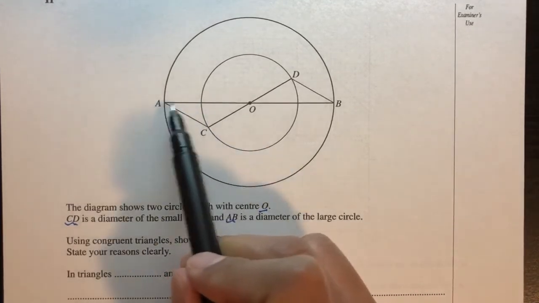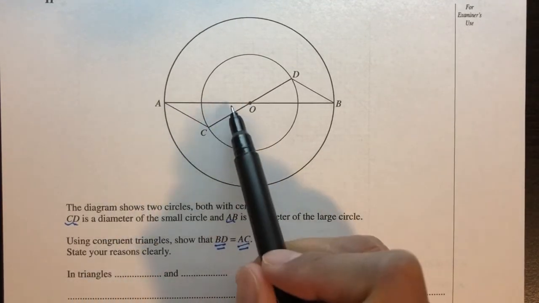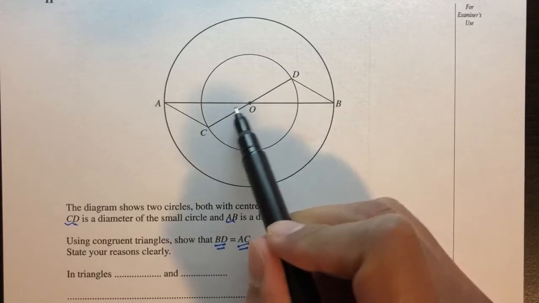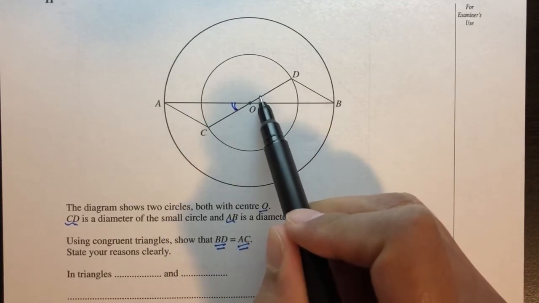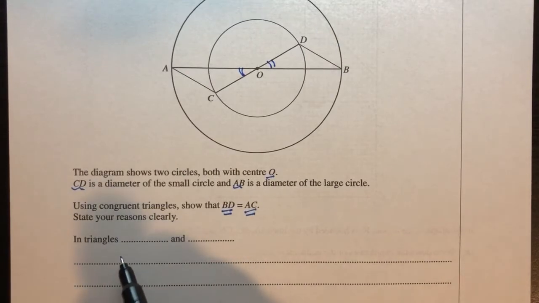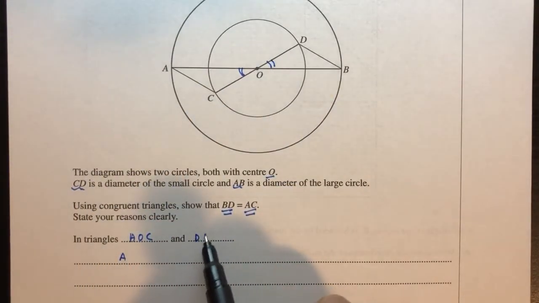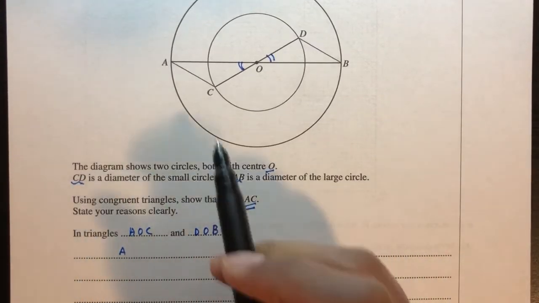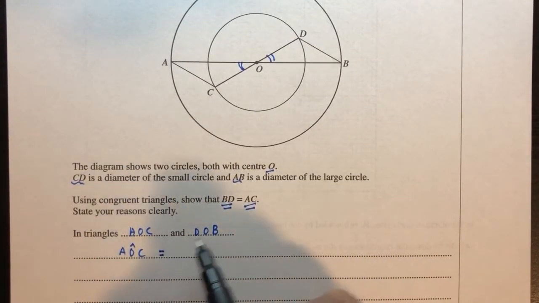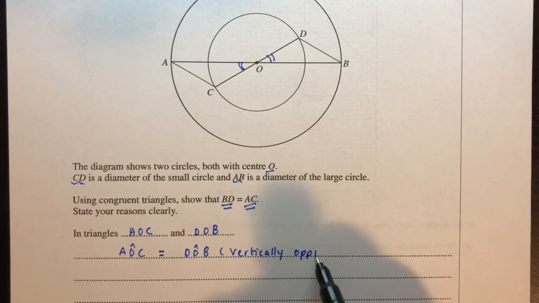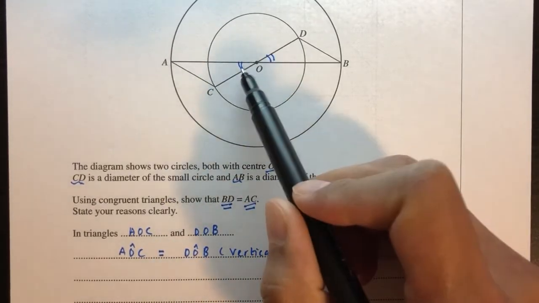You can show that this and this side are the same, and this angle are the same, so that this side has to be the same. So from what you can see here, since these 2 angles are vertically opposite, this will be equal to this. So in triangles AOC and triangle DOB, the first part is angle AOC is equal to angle DOB. Why? Because they are vertically opposite to each other. So that's the first thing.